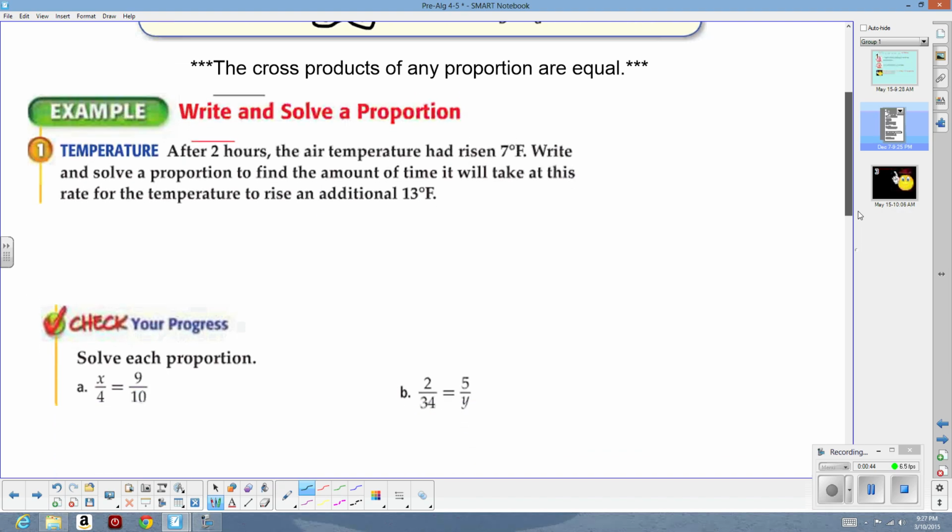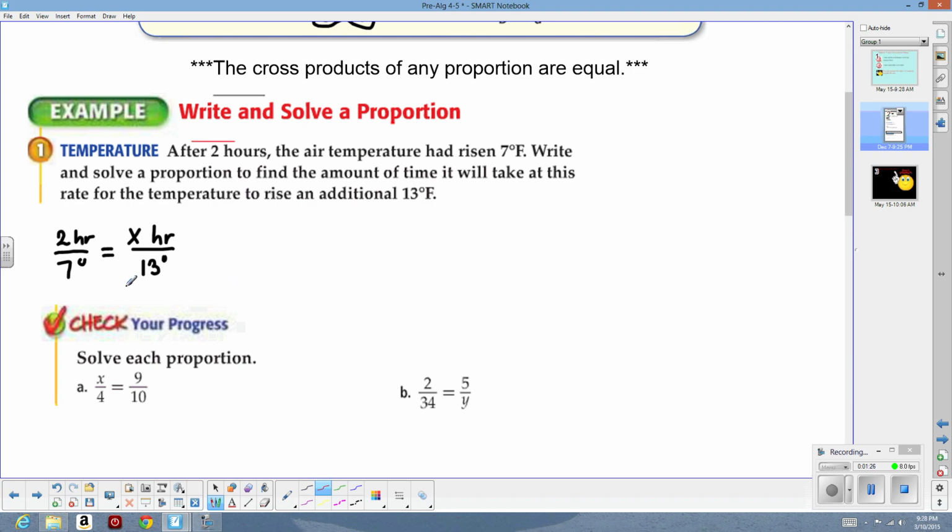In our first example, it says after 2 hours the air temperature had risen 7 degrees. Write and solve a proportion to find the amount of time it will take at this rate for the temperature to rise an additional 13 degrees. Well, you're going to write down the first rate that they give you in the problem, and that is in 2 hours, and I write down the labels so I can keep myself organized. In 2 hours, the temperature had risen 7 degrees. And we want to know how much time, so x hours, will it be to raise an additional 13 degrees? So we're going to say 2 over 7 equals x over 13.